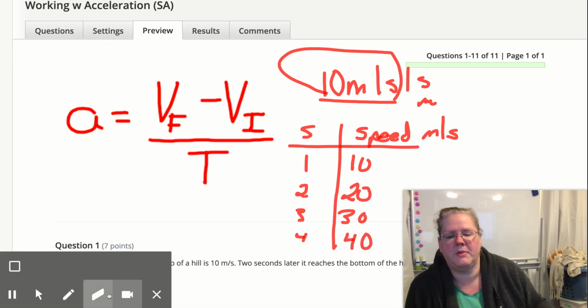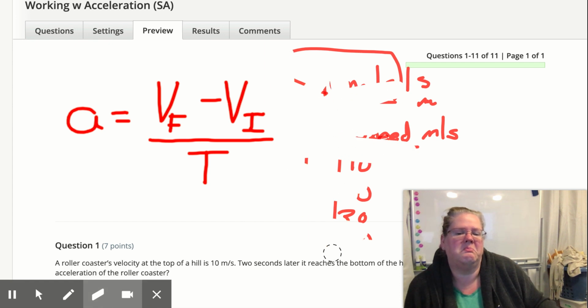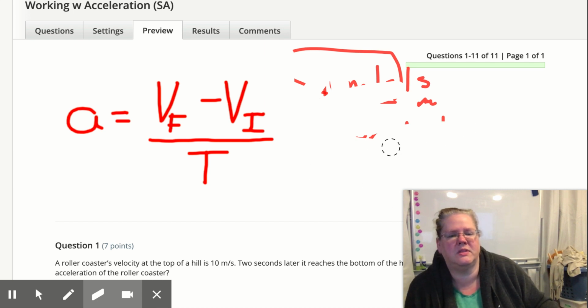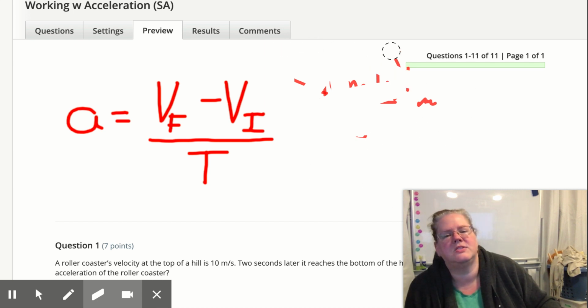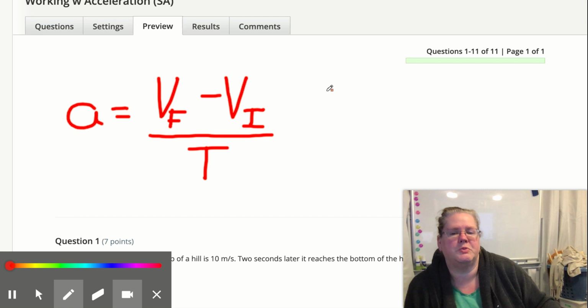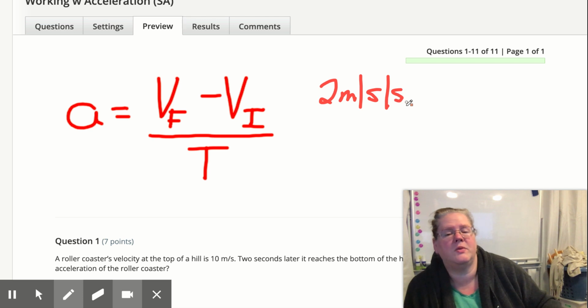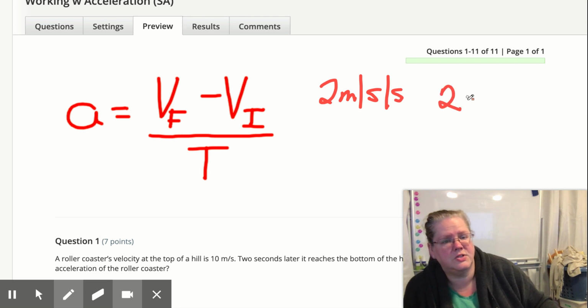So that's one way, but that's a pretty easy acceleration. What if I didn't have quite that easy acceleration, where the number tracks with the seconds? Well, let's try it again. Let's take an acceleration of 2 meters per second, per second. Still easy math. By the way, this can also be written as 2 meters per second squared.